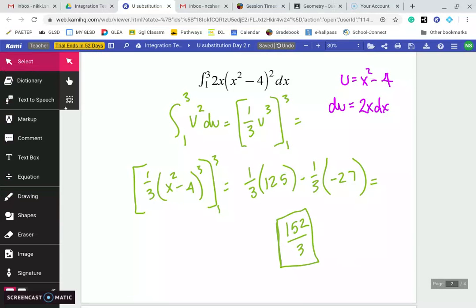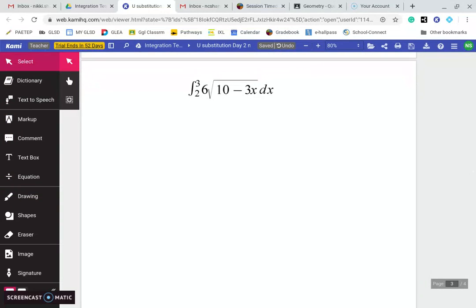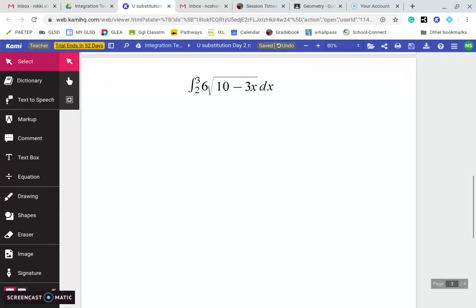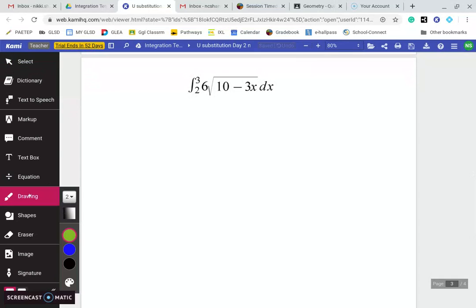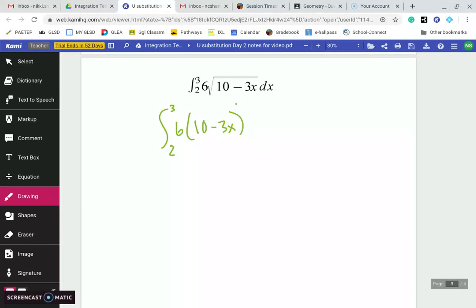Okay. These last two, they work the same way as well. Again, if you want to try this one on your own, feel free. Pause the video, try it on yourself, or just keep following along. So first, I'm going to rewrite this integral, well, the square root, as an exponent. So I'll have 2 to 3, 6 times the quantity, 10 minus 3x to the 1/2.